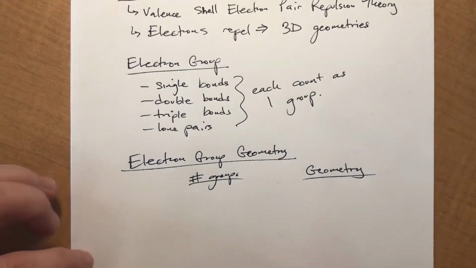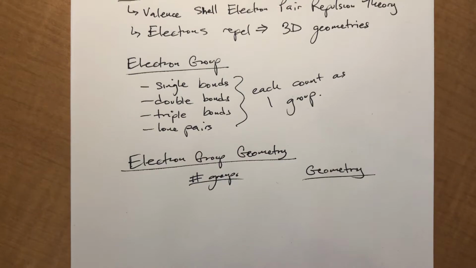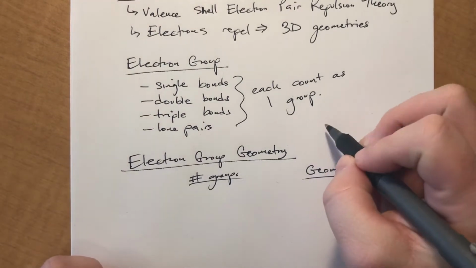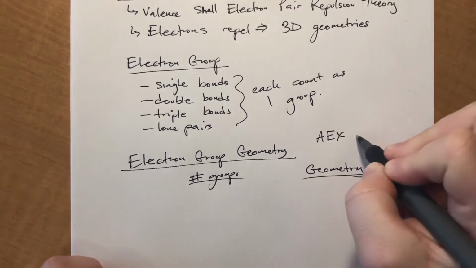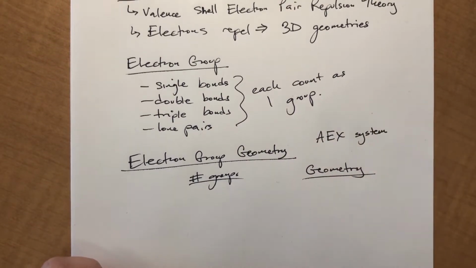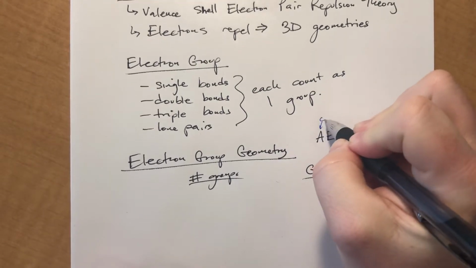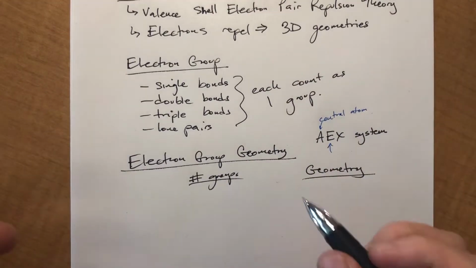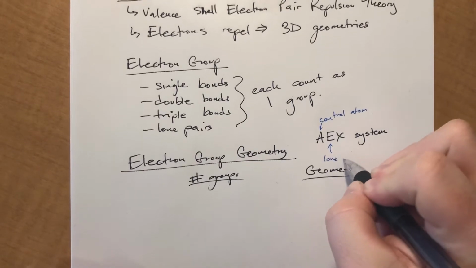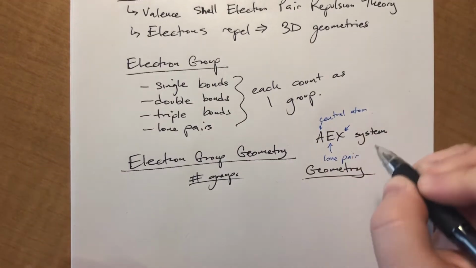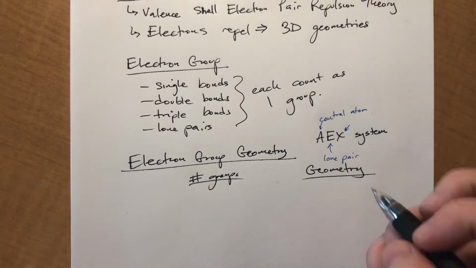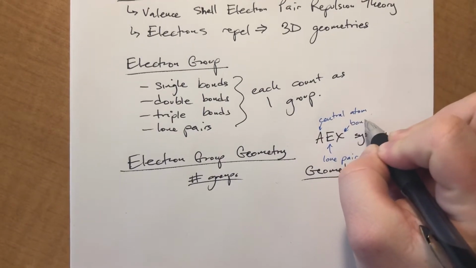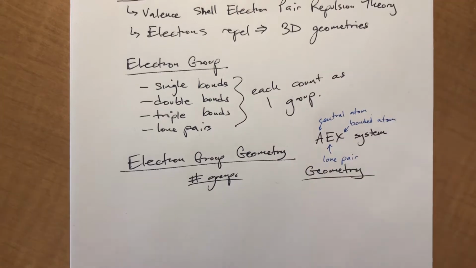So if you have a central atom, I guess I should probably point this out too. This uses the AEX system. Okay, some books use different letters, but A is the central atom. E is an electron group, so basically just a lone pair. And X is pretty much anything bonded. So a bonded atom, a terminal atom connected to it.